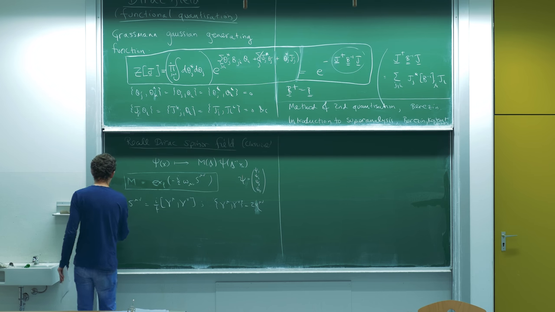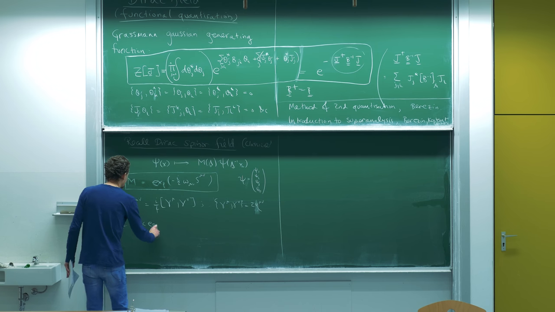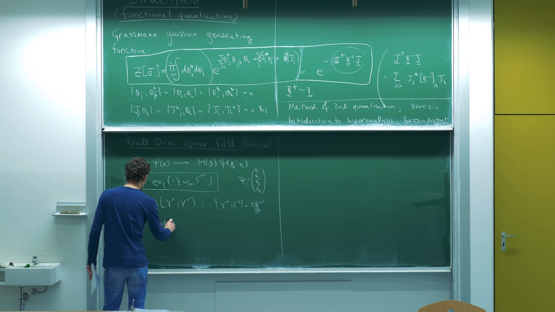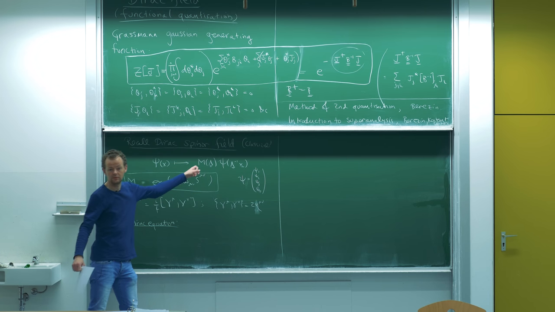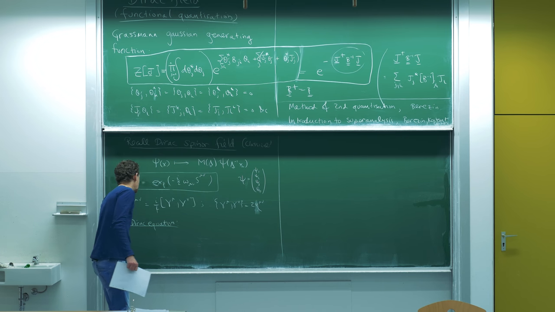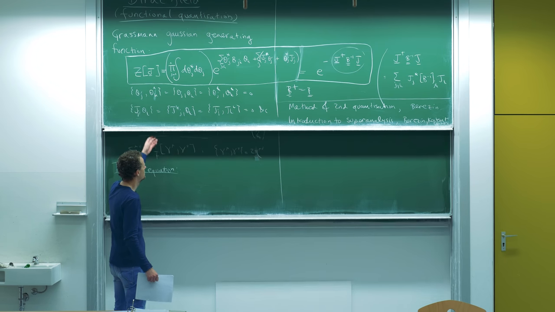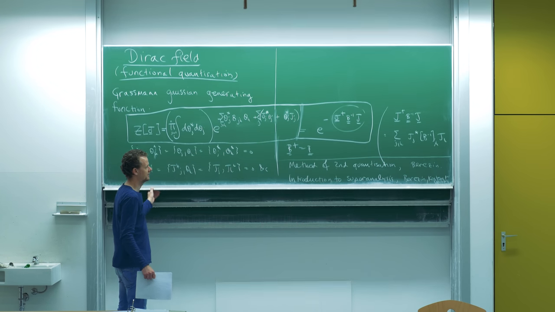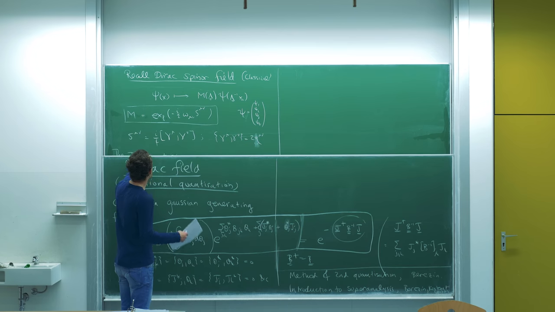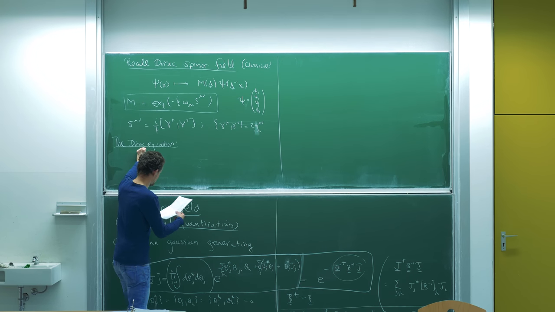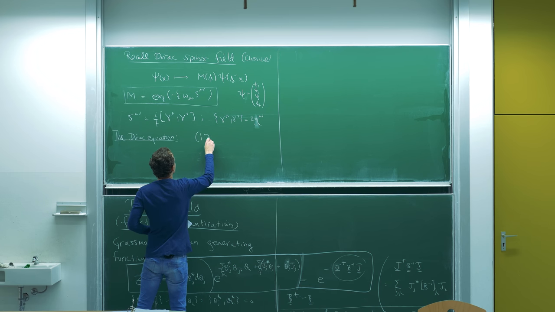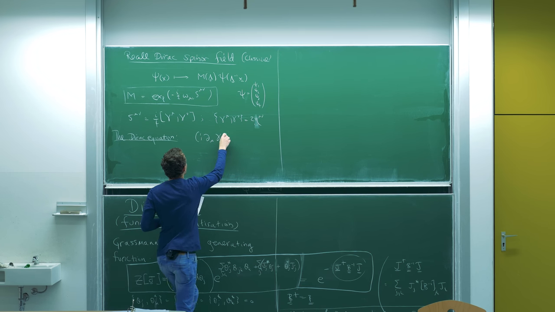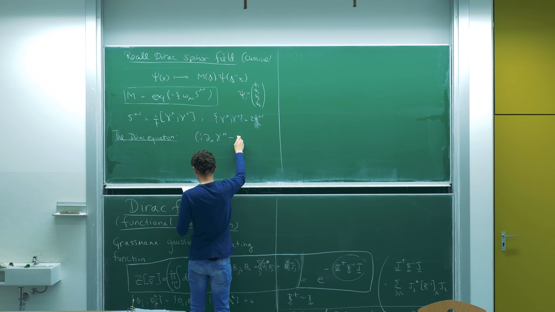Now the, oh yeah. What's the generator of time translations? Well, now that you know this, you could derive it by simply working out the representation of the time translation generator. I'll save you the bother. The Dirac equation is this equation here. Is it minus? Yeah.